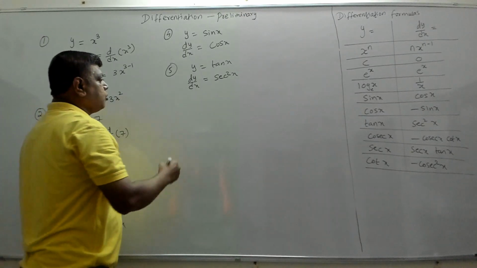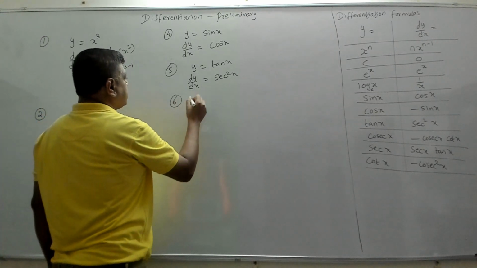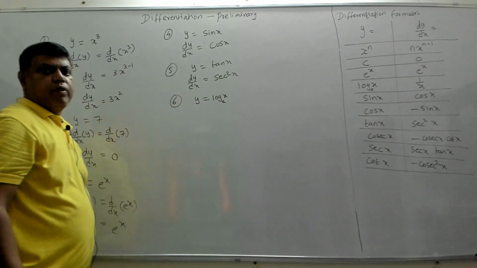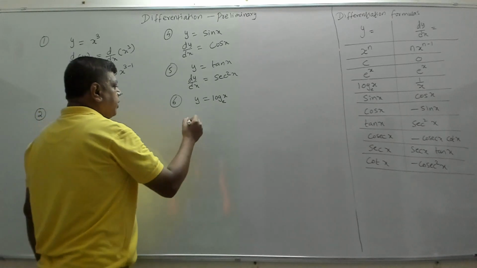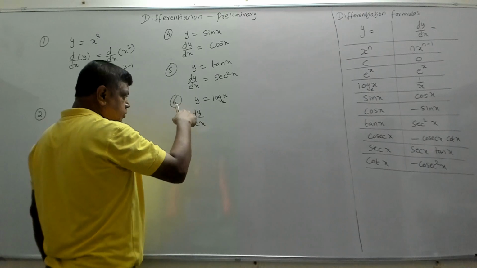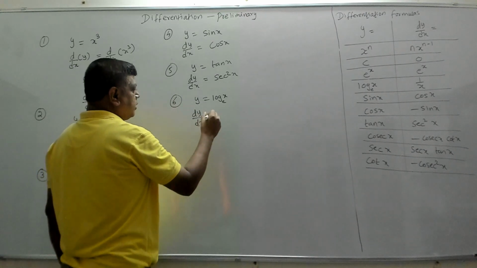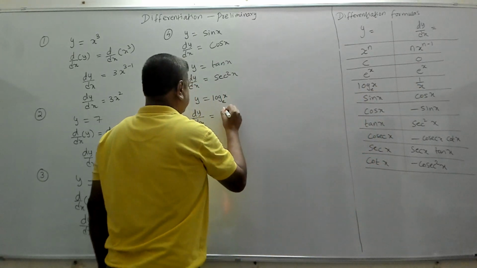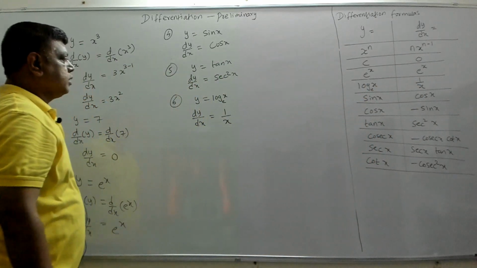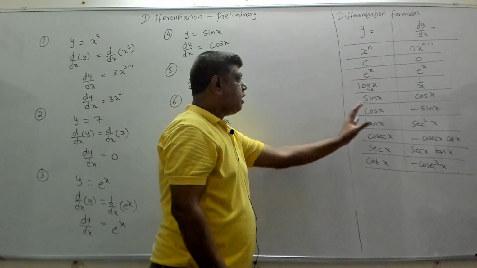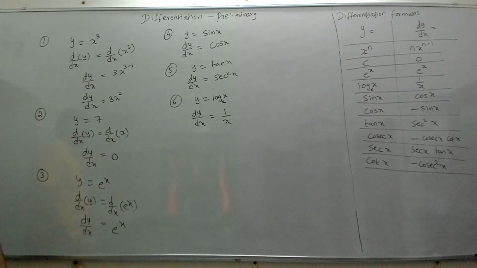Right? So the sixth one, suppose y is equal to log x. When I say log x, it is to the base e. Then dy by dx, differentiating y with respect to x, is equal to the differentiation of log x, which is 1 by x. Fine. So I've done a few of them. A few of these I have rewritten in this form, for you to understand this.